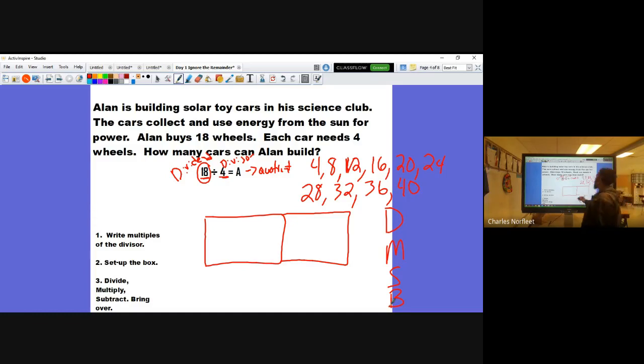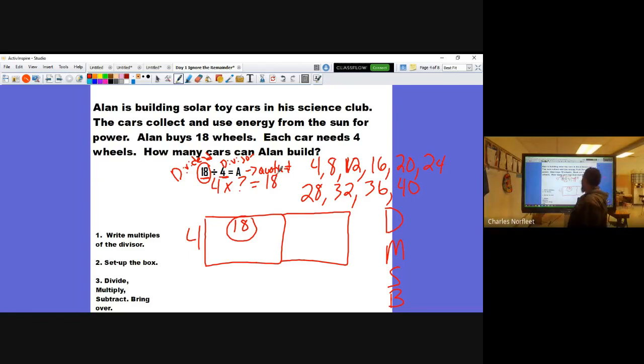So our dividend goes inside of the first box. Our divisor goes on the outside. Remember, this is just like the box method for multiplication. Remember, length times width is equal to the area. We have the area here, which is 18. So we can also look at this problem as 4 times what would give us 18.